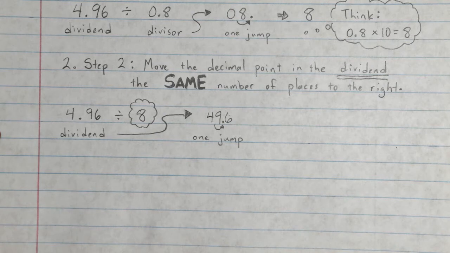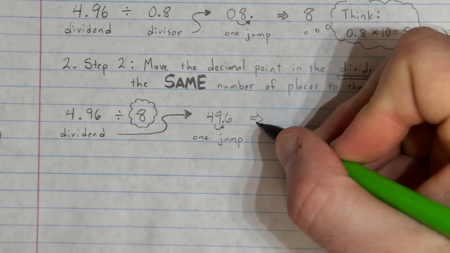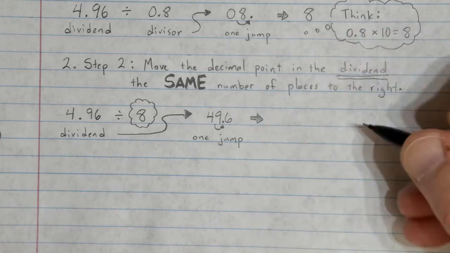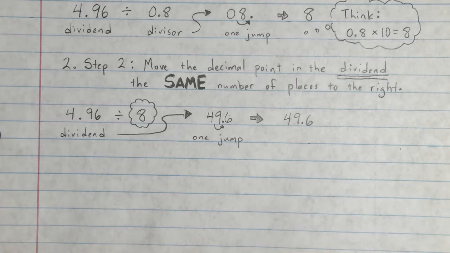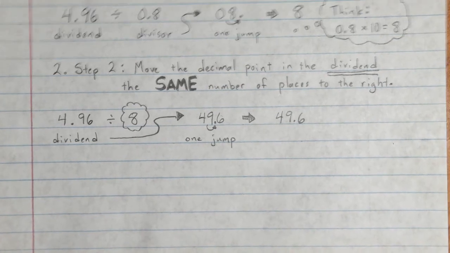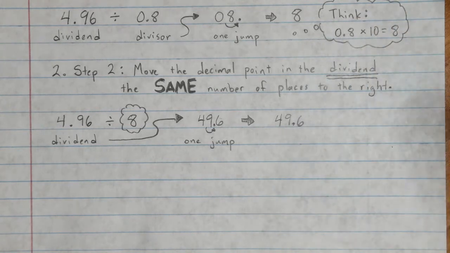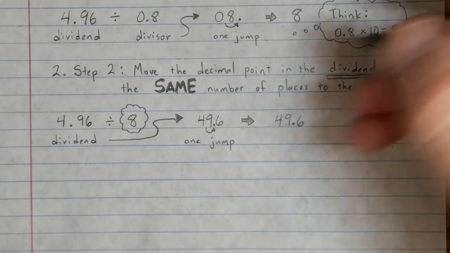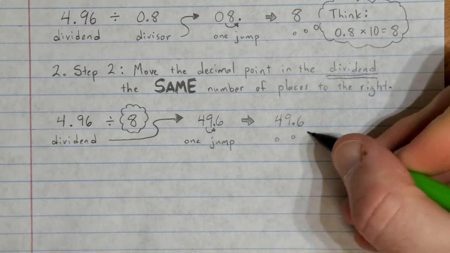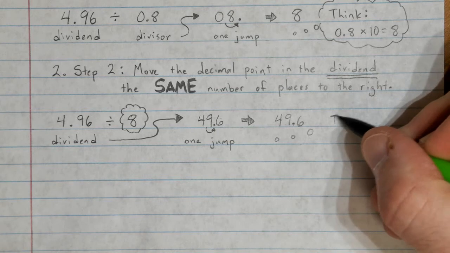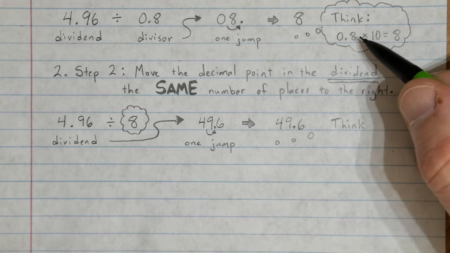Now when I do that, you can see I am not making a whole number. I still have a decimal for my dividend, and that is okay. The dividend can be a decimal, and I'll show you why in a minute. But you want to focus on that one jump, and the reason you're doing the same is because we multiplied the divisor by 10.